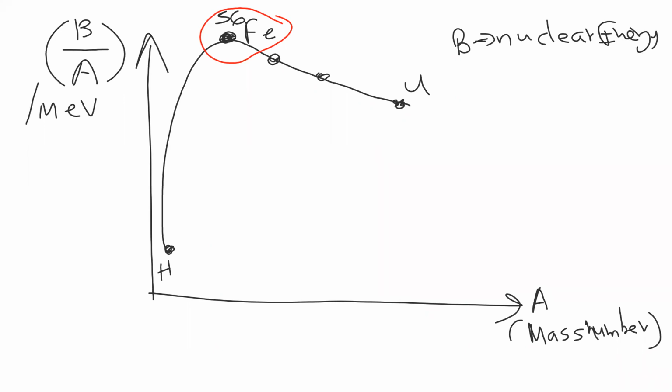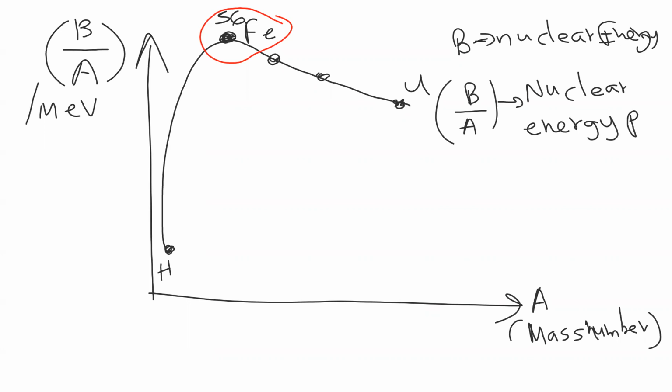And A is mass number. So what is B over A? B over A means nuclear energy per unit mass number, or per unit nucleon. That is better. Nuclear energy per unit nucleon. Why? We don't take nuclear energy but nuclear energy per unit nucleon.